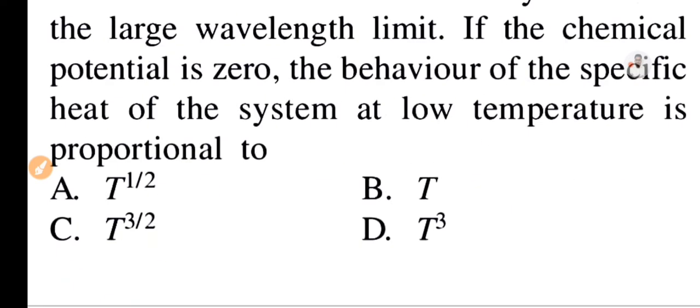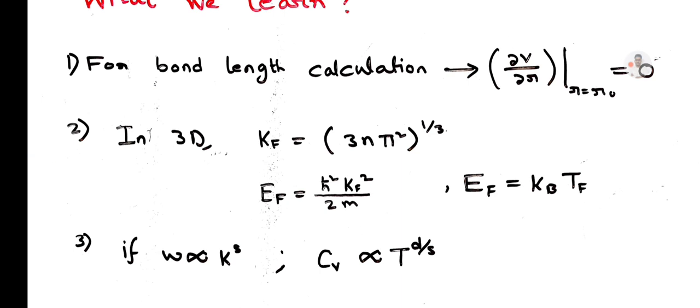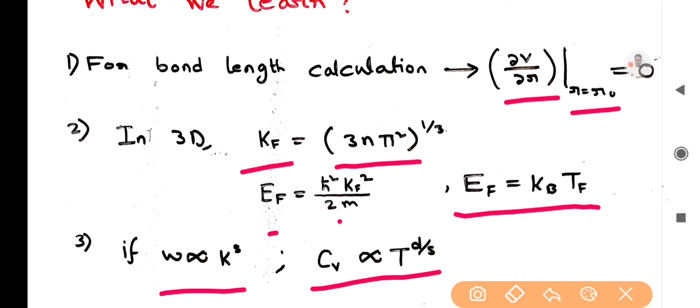So what did we learn from this question paper? For bond length calculation, you have to partially differentiate the potential with respect to r and put the r value as r naught, that is the bond length. Second, you have to memorize this kf formula in 3D, that is 3n pi square whole to the power 1 by 3, and the energy formula h cross square kf square by twice m. This is the typical basic energy formula, and EF equals KB TF. And if omega is proportional to k to the power s, then Cv is proportional to T to the power d by s.